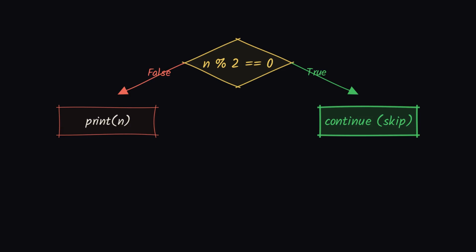Continue is a gate that lets some values through and waves others on. Out of 1 through 6, only 1, 3, and 5 printed. 2, 4, and 6 each hit continue and were skipped, but the loop never stopped. It just moved on. That's continue in a nutshell.